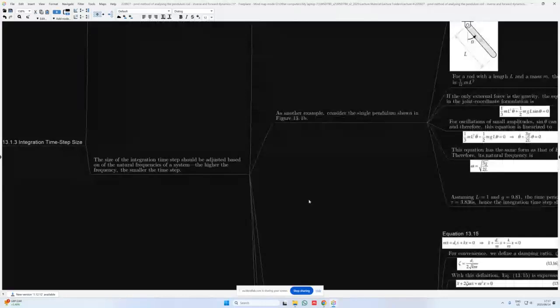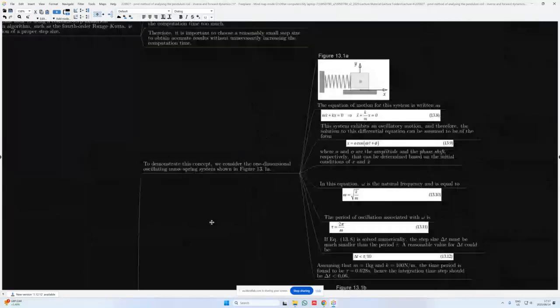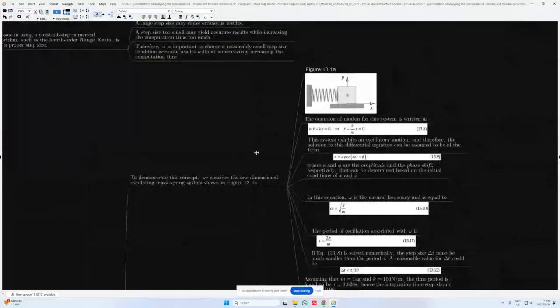And to better illustrate this, we can look at figure 13.1a. So this is simply a one-dimensional case where we have a mass that is connected to a spring. If we write the equation of motion for the system, it ends up giving us m x double dot plus k x equal to 0. We divide throughout by the mass of the object that is connected to the spring, and we end up with x double dot plus k over m times x equal to 0.